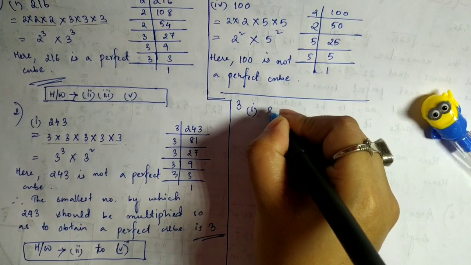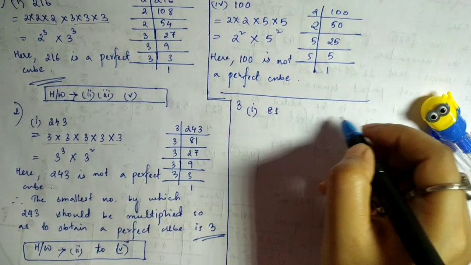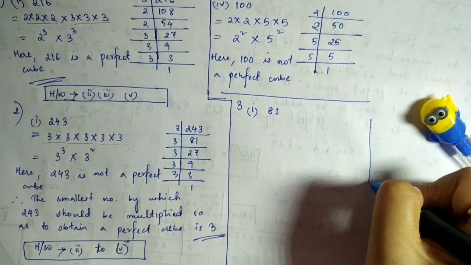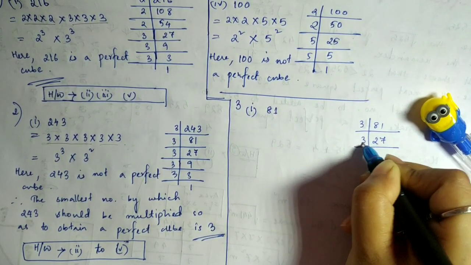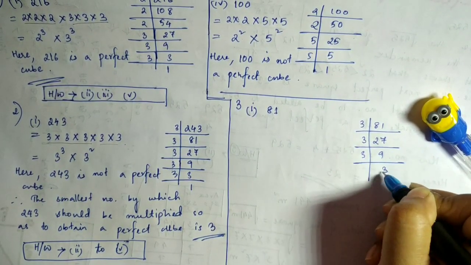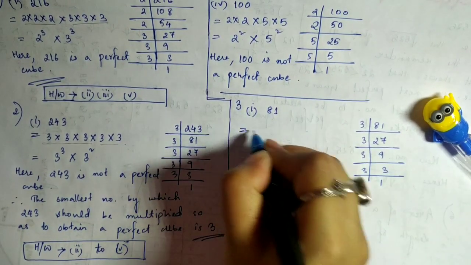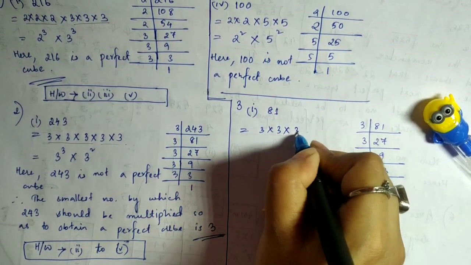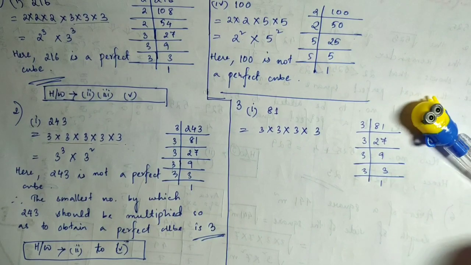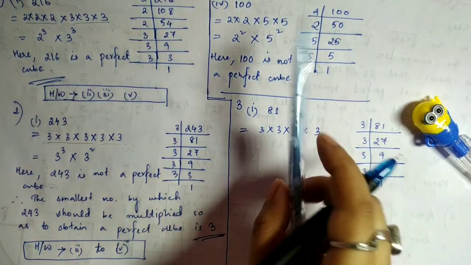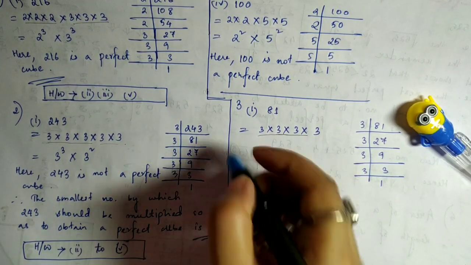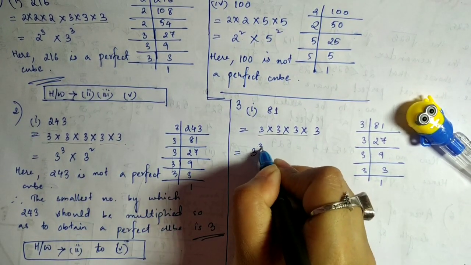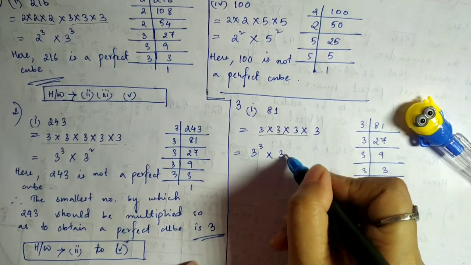So let's take the first number, 81. Let's factorize it here. 81 goes with 3, 27, 3, 9, 3, 3, 1. So it comes as 3 into 3 into 3 into 3. So if I make pairs, you can see this comes in a group of 3. So I can write it as 3 cube into 3. So you see this number is extra.